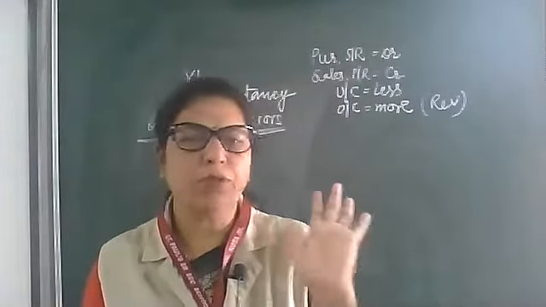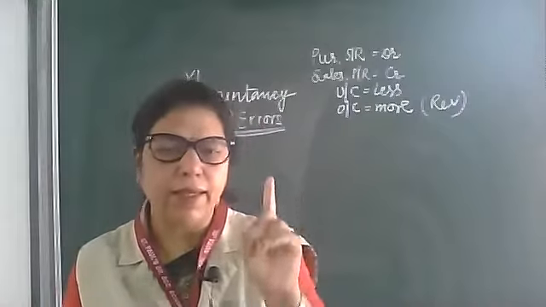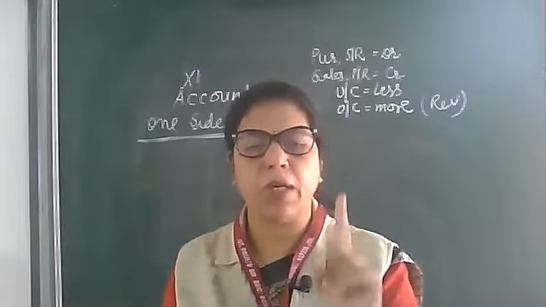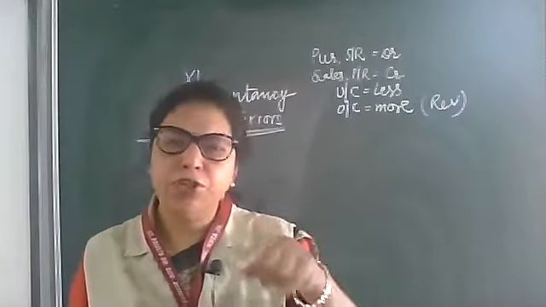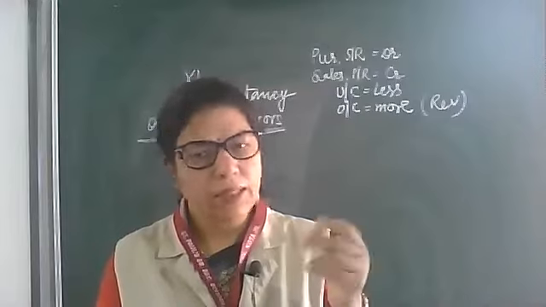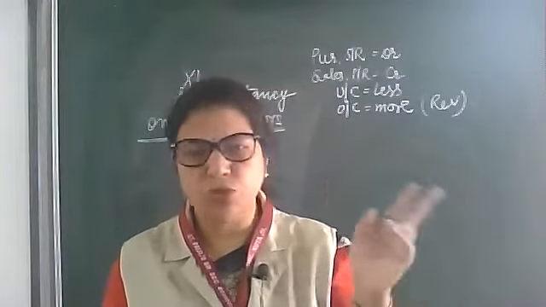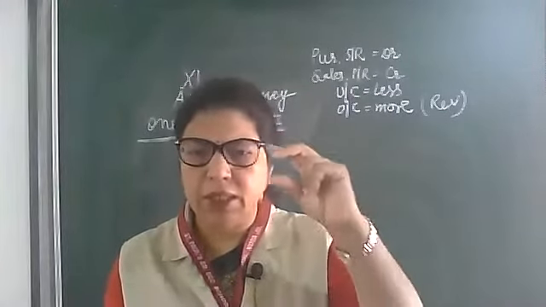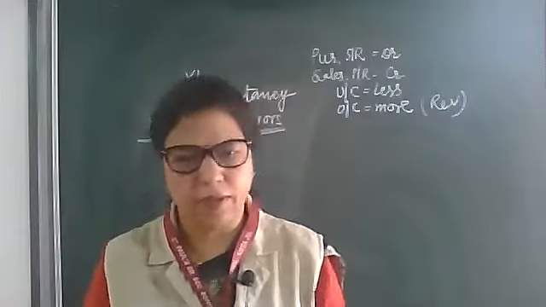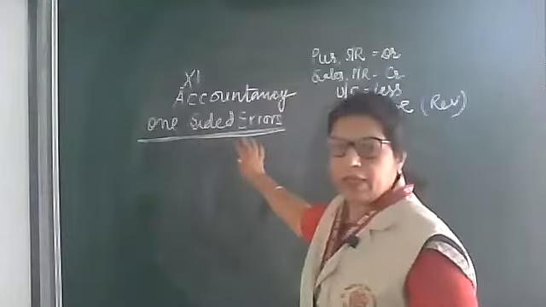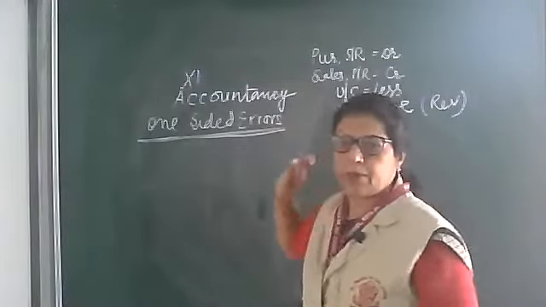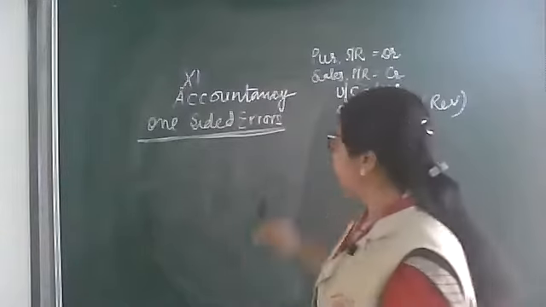See, simple way. One-sided error means error in one account or one side only, and to make the entry complete, as there is double entry system, we have to use suspense account in that place. So one-sided error means use of suspense account. One second.